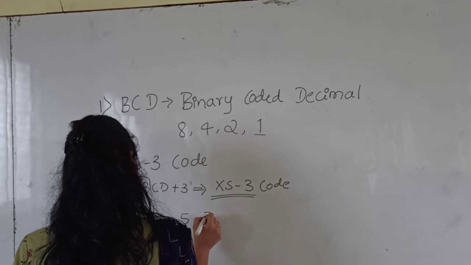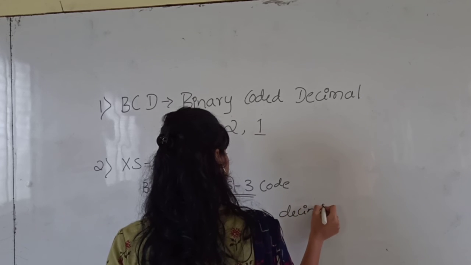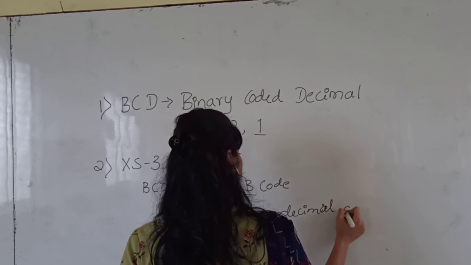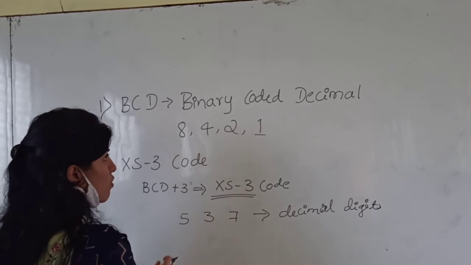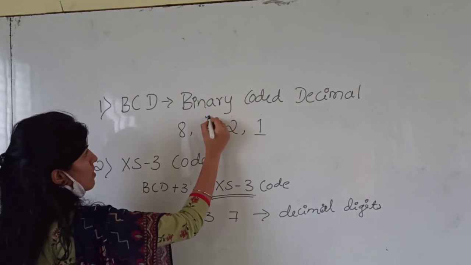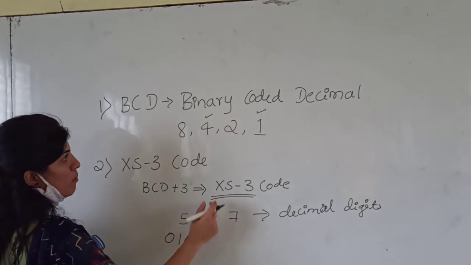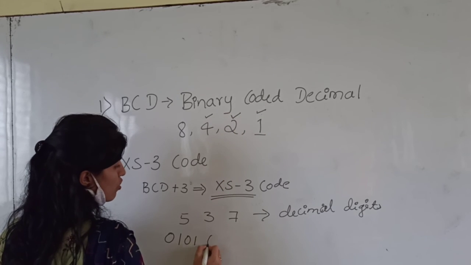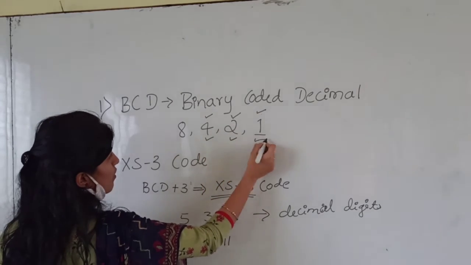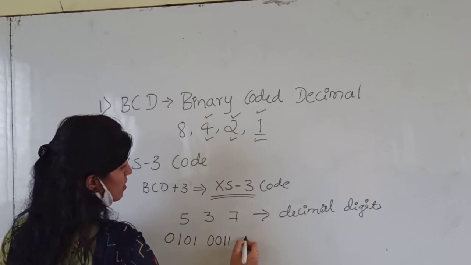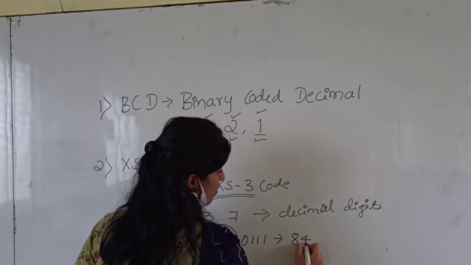Means take 5, 3, 7. These are decimal digits. The 8421 code will become, for 5, 0 1 0 1, and for 3 it will become 2 and 1, means 0 0 1 1. For 7, 4, 2 and 1, 4 plus 2 is 6, 6 plus 1 is 7, so 0 1 1 1. This is the 8421 code.